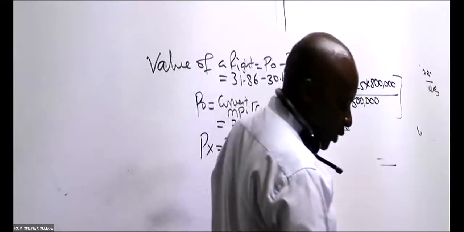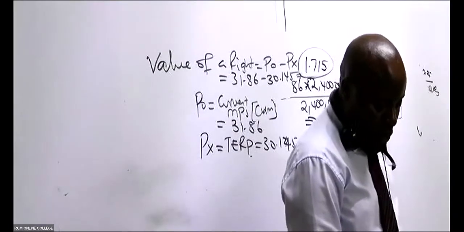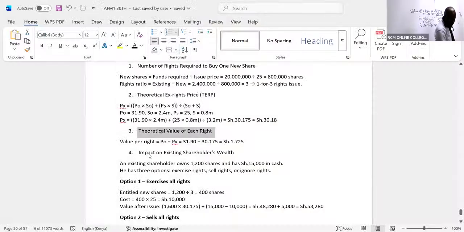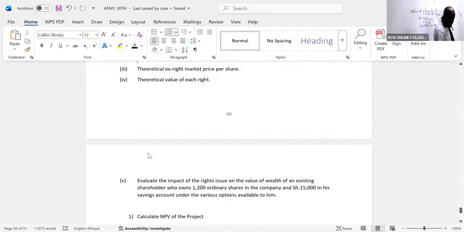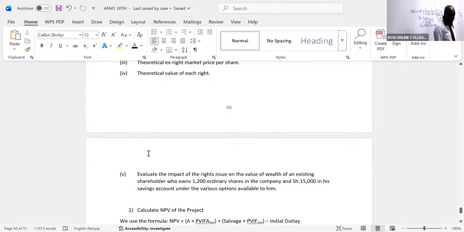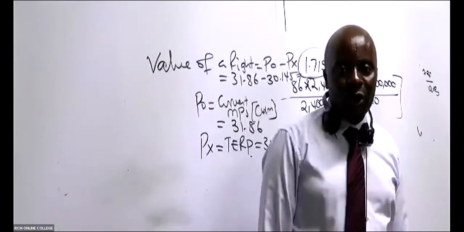So in our next class, you can see they want us to look at a shareholder. They want us to evaluate the impact of the rights issue on the wealth of an existing shareholder who owns 1,200 ordinary shares in the company and has shillings 15,000 in his savings account. What are the various options available to him? What kind of options do you think will be available to this gentleman?